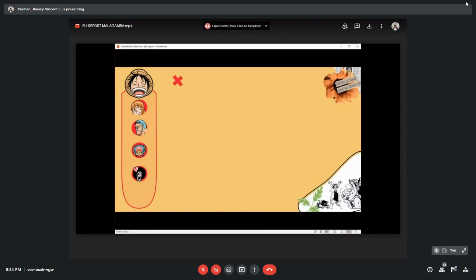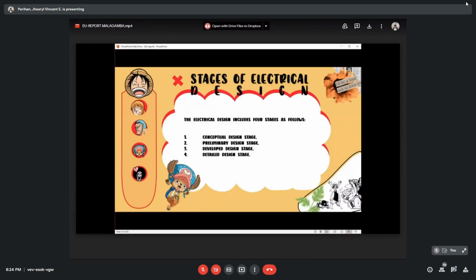So next, let's talk about the stages of electrical design. The electrical design includes 4 stages as follows. First is the conceptual design stage. The second, preliminary design stage. Third, developed design stage. And lastly, the detailed design stage.